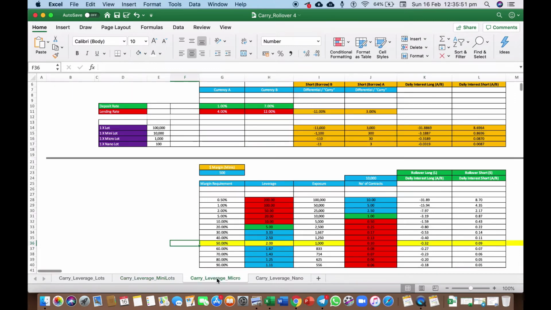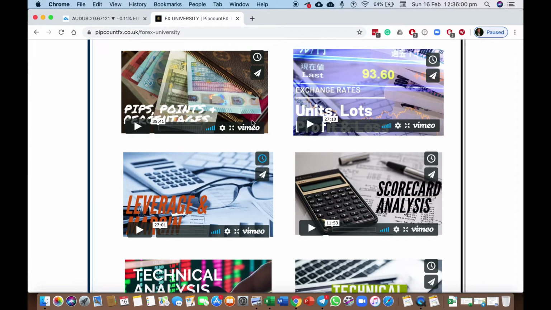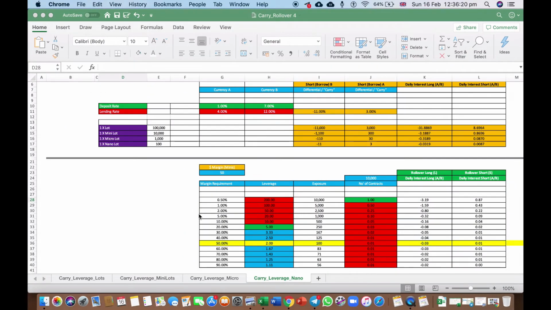And we have the different types of trading accounts for mini lots, micro lots, and lot sizes. And then more importantly, if you go over to my Forex University, which you'll have access to, you can then look at pips, points and percentages, units, profits and loss, leverage and margin. And you can use all of this to understand how to implement the risk management strategies into the markets, and using the interest rate differentials spreadsheet to make sure that you're protecting your account at all times when you're getting into the markets.